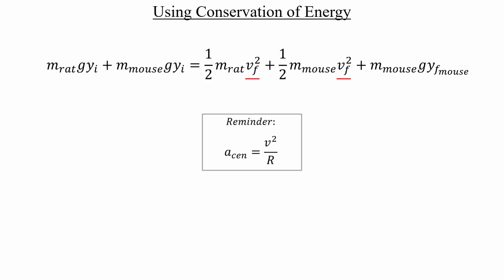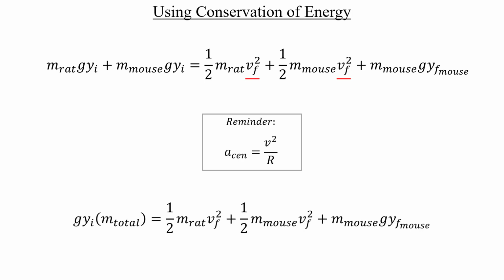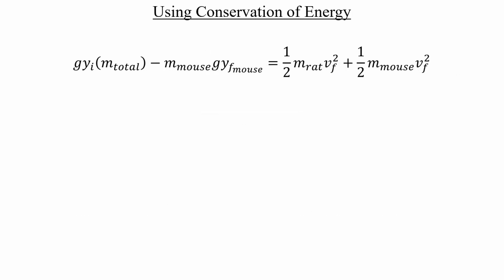With that said, let's start solving for v sub f. I'm going to factor out g and the initial y position of both animals on the left-hand side here. And we can also save on some writing by combining their masses and calling it m total, like this. Next, we can move the final potential energy of the mouse over to the left-hand side. There's a g in that quantity too, so let's continue with that factoring pattern and bring that outside.